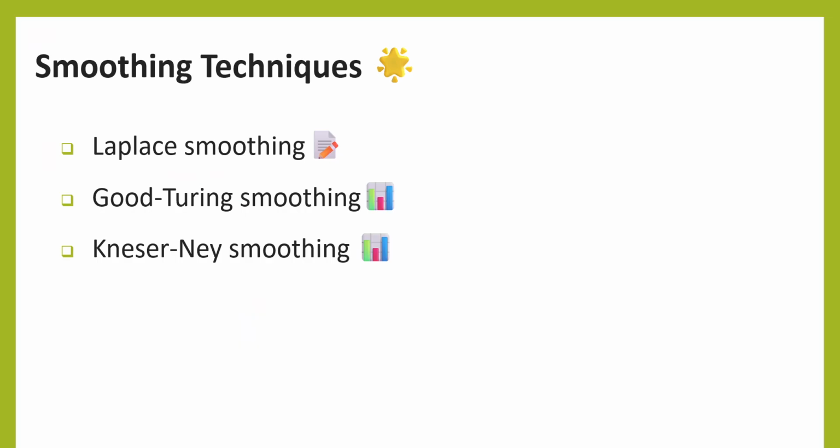Next comes smoothing techniques, which are used to handle the problem of zero probability in n-gram models. When a word sequence is not seen in the training data, the model assigns a zero probability to that sequence. There are various smoothing techniques, like Laplace smoothing, which adds a small value to the numerator and denominator of the probability formula to avoid zero probability. Good-Turing smoothing uses a more sophisticated approach to estimate the probability of unseen word sequences. And finally, Kneser-Ney smoothing uses a combination of Laplace and Good-Turing smoothing to estimate the probability of unseen word sequences.